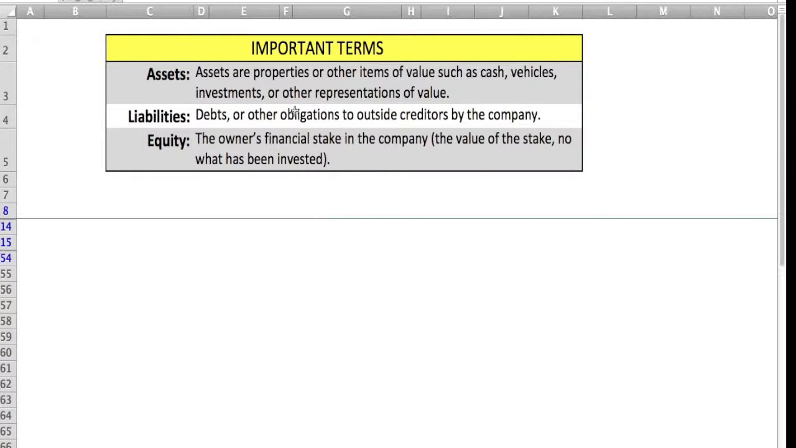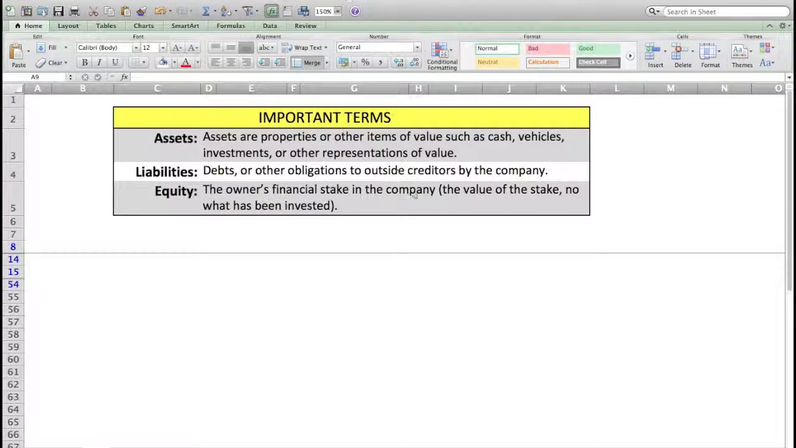So let's give you some important terms here. Assets are properties or other items of value such as cash, vehicles, investments, or other representations of value. Liabilities are debts and or other obligations to creditors that are outside the company. And equity is the owner's financial stake in the company, the value of the stake. So basically, whatever's left over, that's the owner's equity. The owner's equity is not just what he's invested.